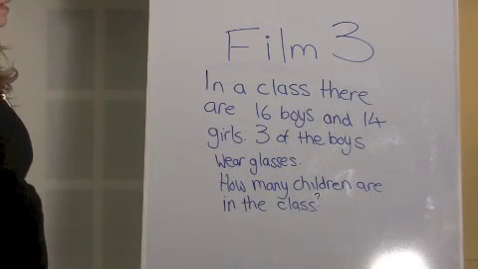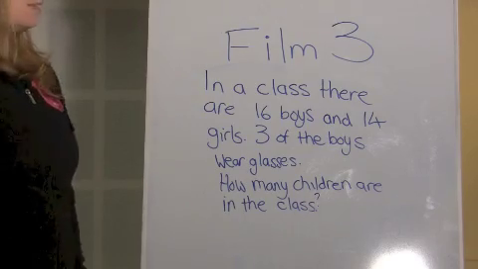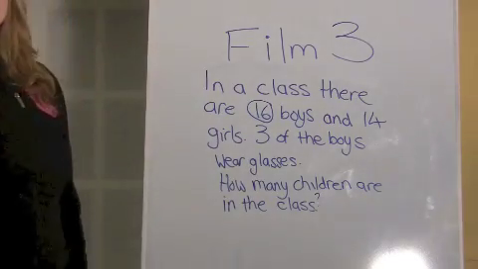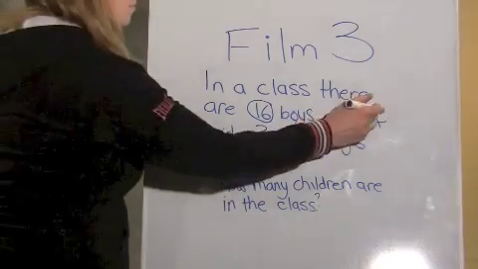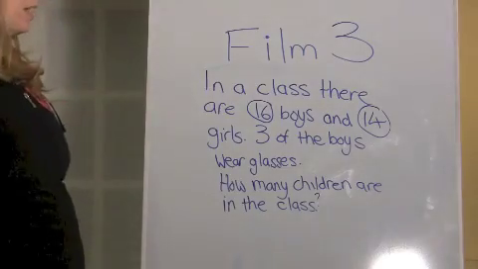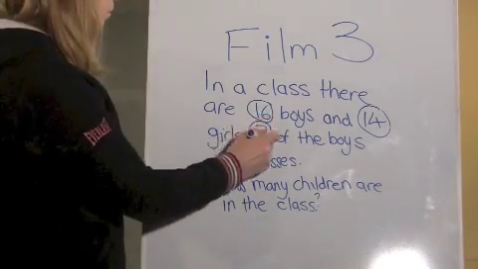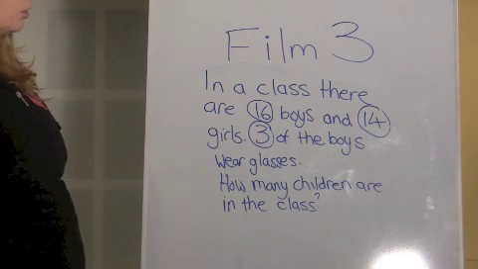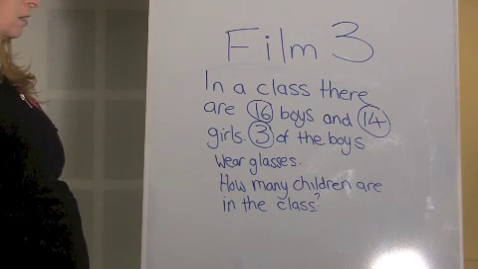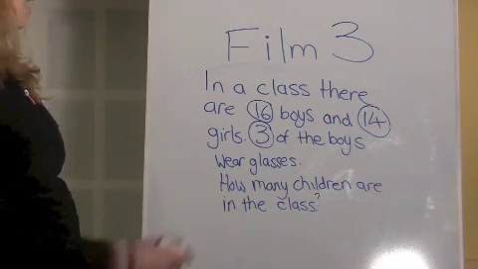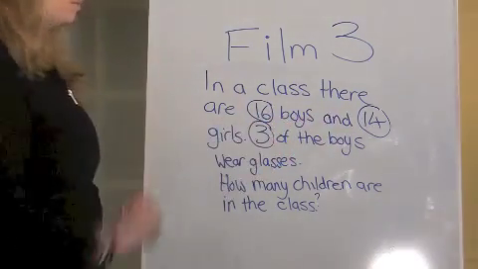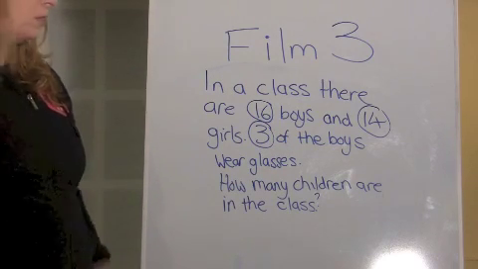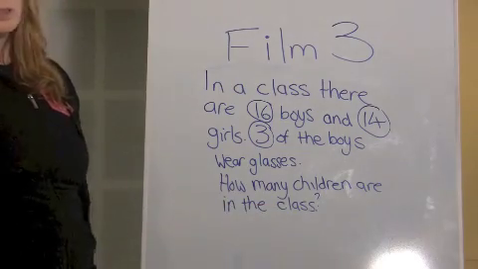Here's another question. In a class there are 16 boys, I'm going to put a ring around the numbers so I can see them, and 14 girls. 3 of the boys wear glasses. Here's what we need to know. How many children are in the class? I have 3 numbers here, but if I read carefully, one of them is actually repeating information. How many children are in the class?